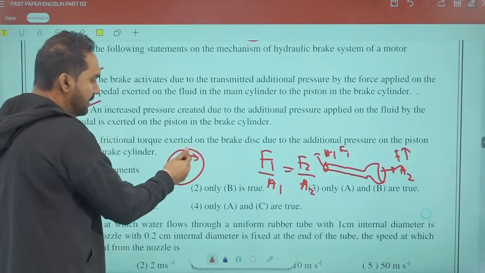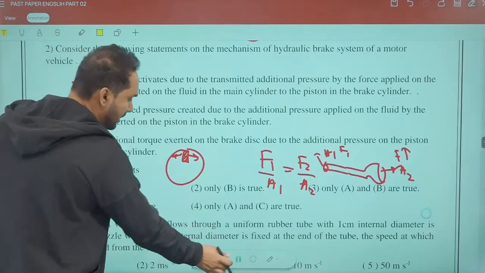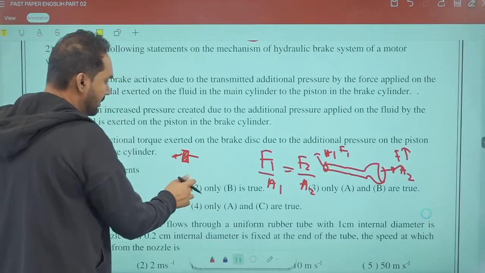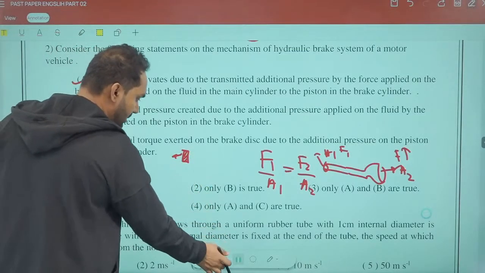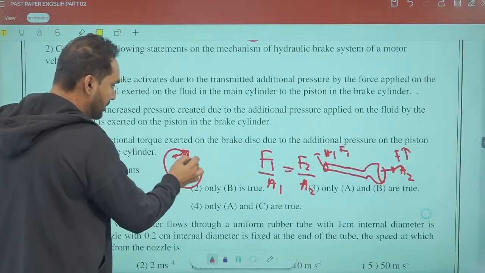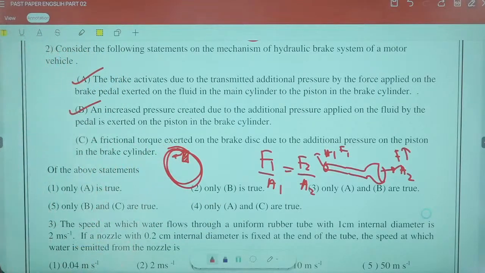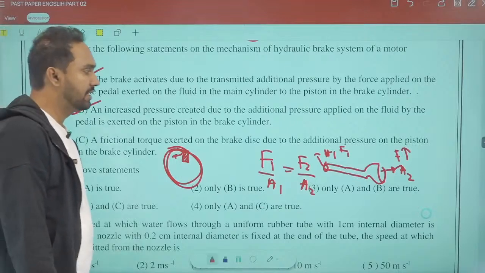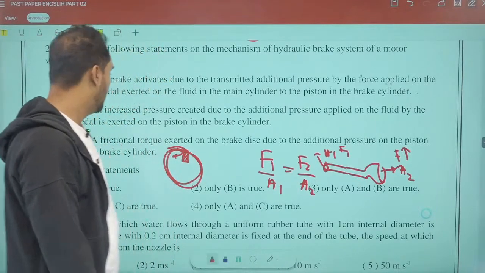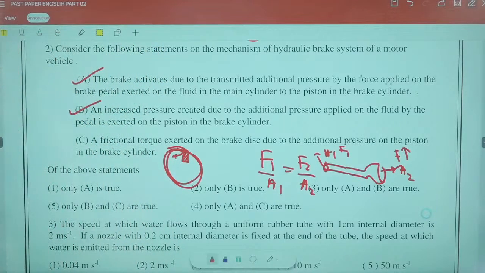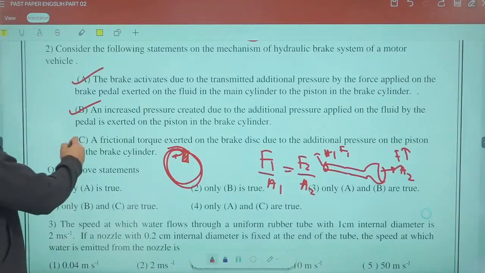Tries to rotate this way. So there's a frictional force against it. So due to the frictional force and the rotation, there's a torque, right? There's a torque. A frictional torque exerted on the brake disc due to the additional pressure on the piston in the brake cylinder. And that is also correct.